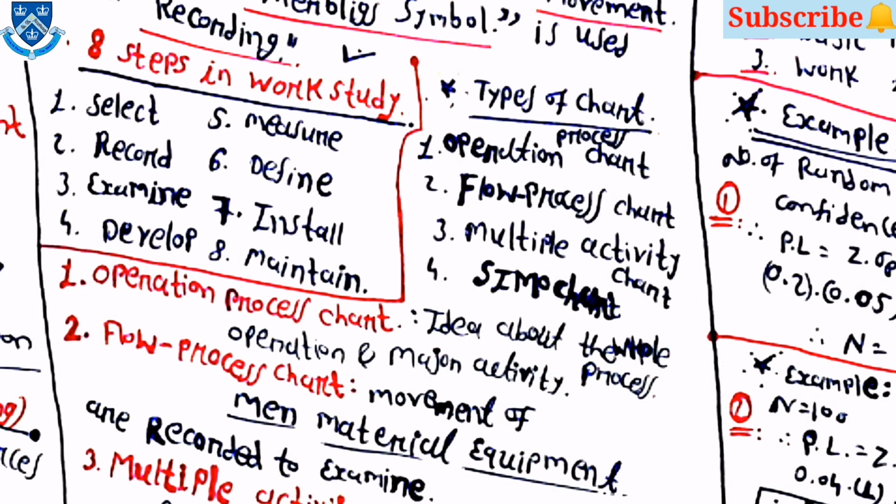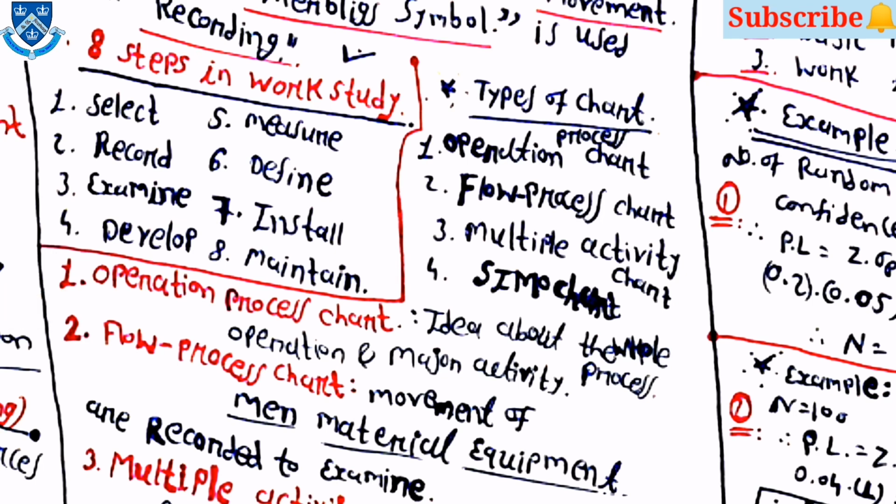Then there are 8 steps in the work study. The first one is select, then record, then examine, then develop, then measure, then define, then install and maintain. Then types of charts are there. The first one is the operation chart, then the flow process chart, then the multiple activity chart. The last one is the SIMO chart.